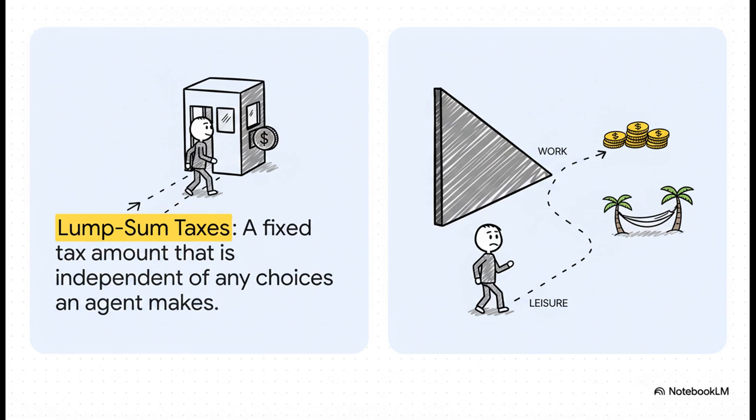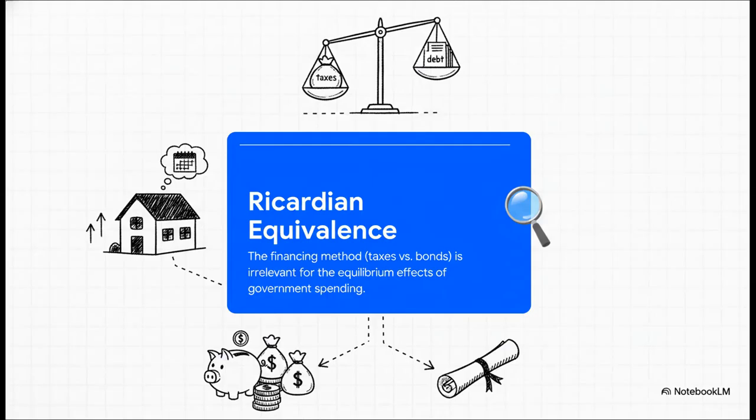Then there are distortionary taxes, which are the ones we're all familiar with, taxes on income or on investments. They're called distortionary because they change your incentives to work and save. And this brings us to a classic exam topic, so listen up: Ricardian equivalence.